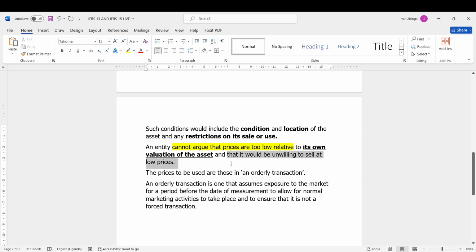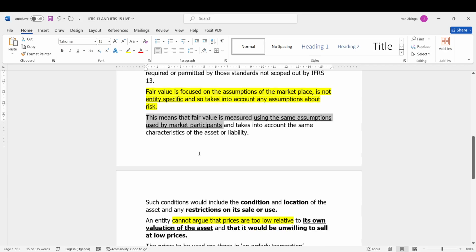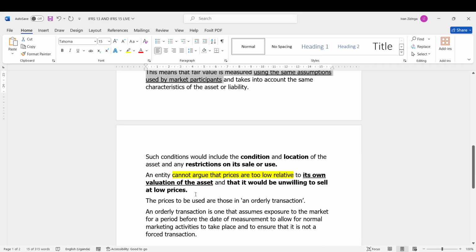Yes, we have what we call management judgment in the application of the standard, but it stands clear that whatever you are deciding on, make sure that you're putting into consideration the market perspective. And so, do not be egocentric to consider what you feel should be attached to your asset. Hannah, is that clear?